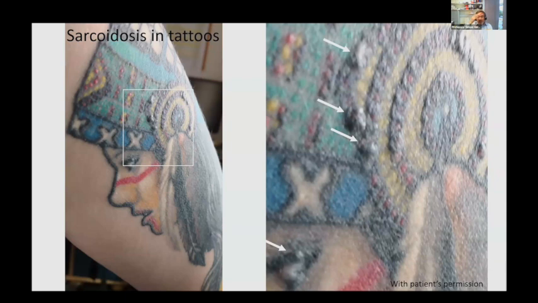So it's been well recognized for a long time that sarcoidosis in the skin has a predilection for tattooed areas where there is ink pigment in the skin. And here, those hyper-responsive macrophages are forming granulomas, which are forming little clumps shown in the white arrows here, nodules of sarcoidosis, particularly in the dark ink pigment areas of the patient's skin.